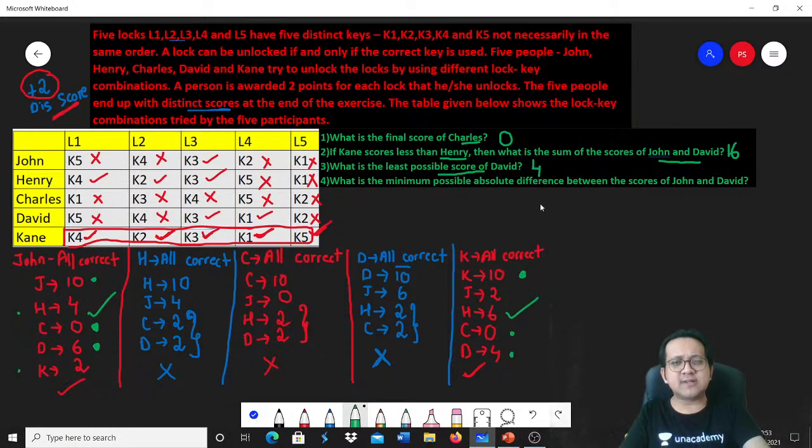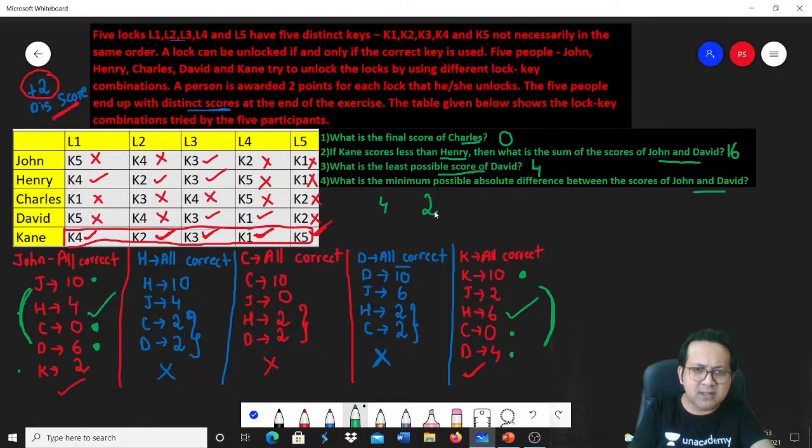And the last one, what is the minimum possible absolute difference between scores of John and David? In first case, John and David, 10 minus 6, difference is 4. Absolute, so you're not bothered about which one is larger. In the last case, John and David, the scores are 2 and 4. 4 minus 2, 2. Not bothered about the signs. So among the 2, you're going to take the least of them. Minimum of 4, 2, answer is 2 for the last one.